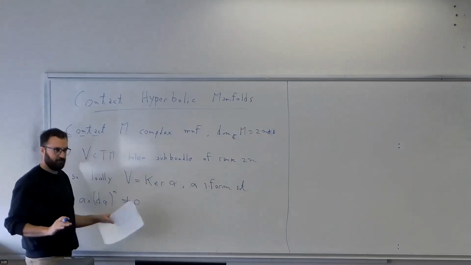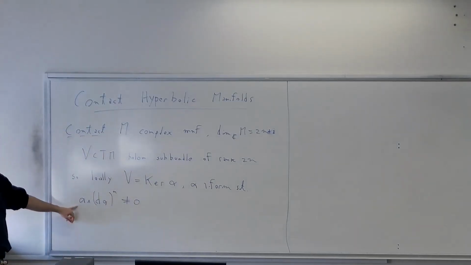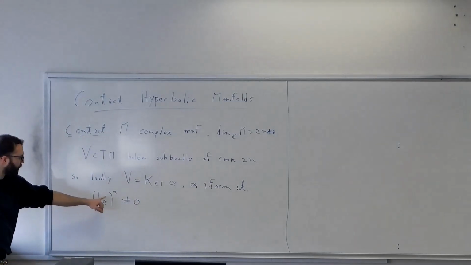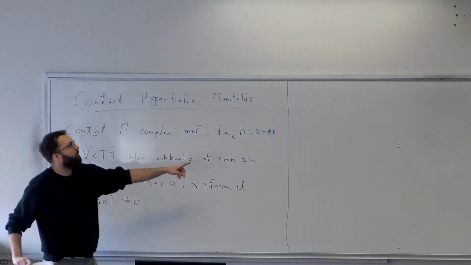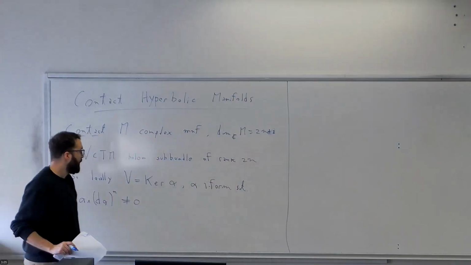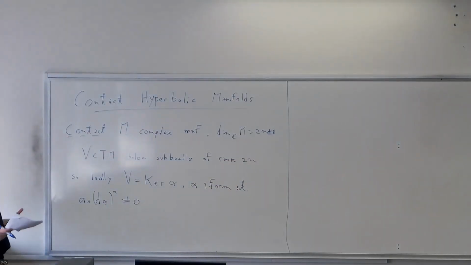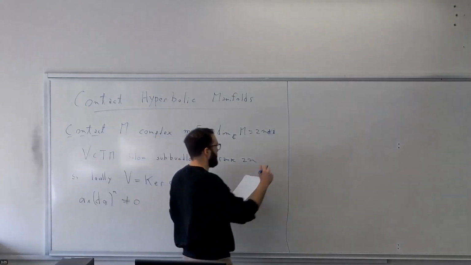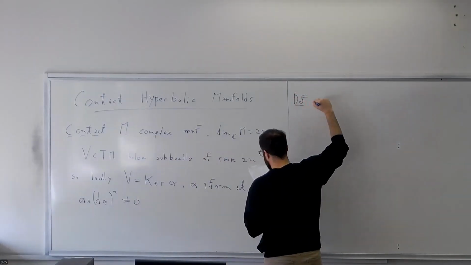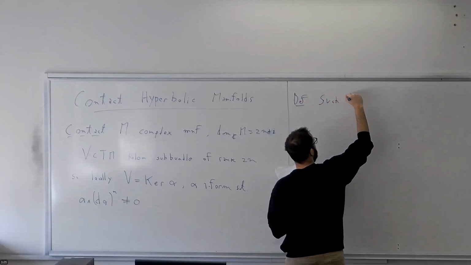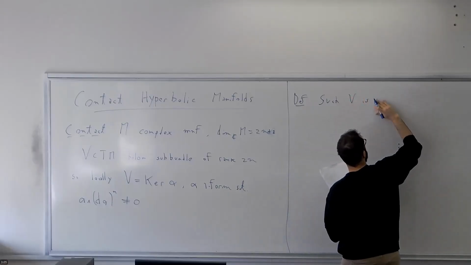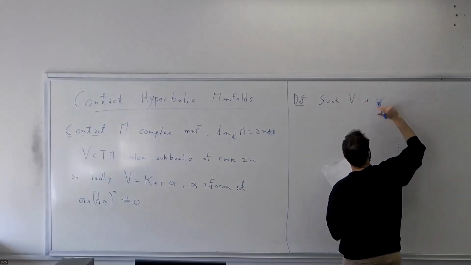So what is this form? It's a 1-form, d alpha is a 2-form, so (d alpha)^n is a 2n-form, and the wedge product is a 2n+1 form, a top form, on the top dimension. We're asking that this is nowhere zero, so this is some kind of non-degeneracy condition, which then represents this contact manifold. And we call such a V the contact distribution.